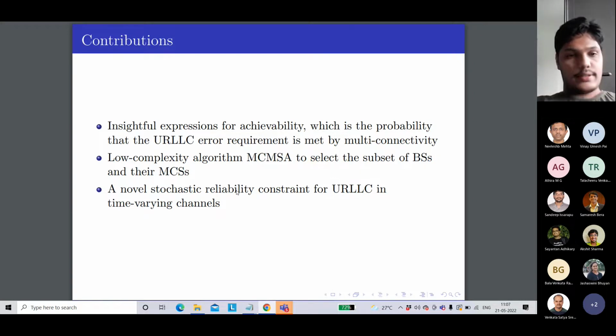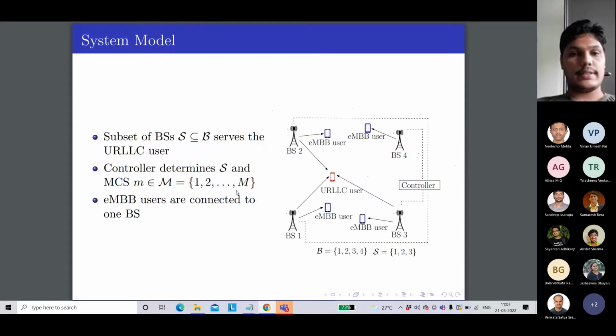Now let's see the system model. This is the basic system model that we have worked on. There are multiple base stations, a set of base stations B, and a subset of base stations S serves the URLLC user. For example, here base stations 1, 2, 3, 4 form the set B, and in the subset, base stations 1, 2, 3 are transmitting to the URLLC user. There is a controller.